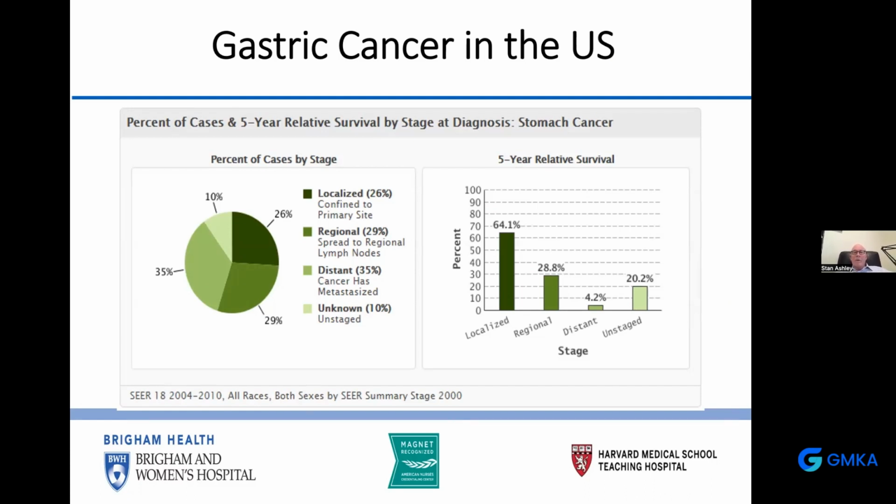So, a significant amount of progress has been made in staging, and we'll talk about that, and then in treatment based on stage. Localized tumor, which is about a quarter of what we see in the US, has a 5-year survival of two-thirds. If they've spread to the nodes, then it falls to around a quarter. And if there's distant metastasis, the 5-year survival is very low.